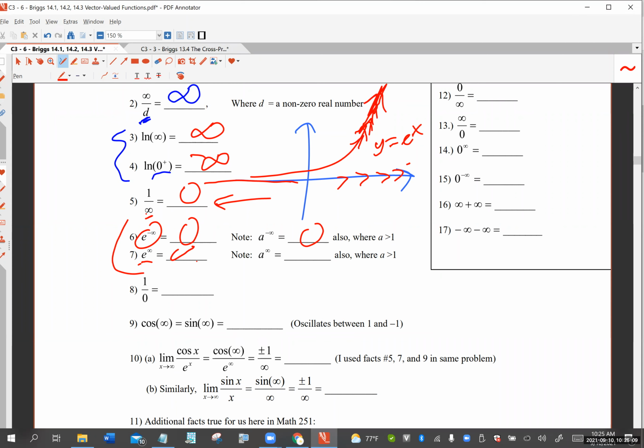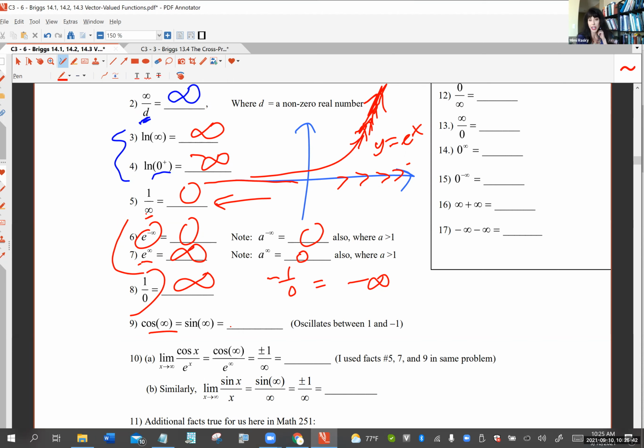Infinity. Now this one's weird. What's 1 divided by 0? It is undefined, but we're going to say it's equal to infinity, because 1 divided by a really, really tiny number goes to infinity. And then negative 1 over 0 is negative infinity. This one's also 0, by the way.